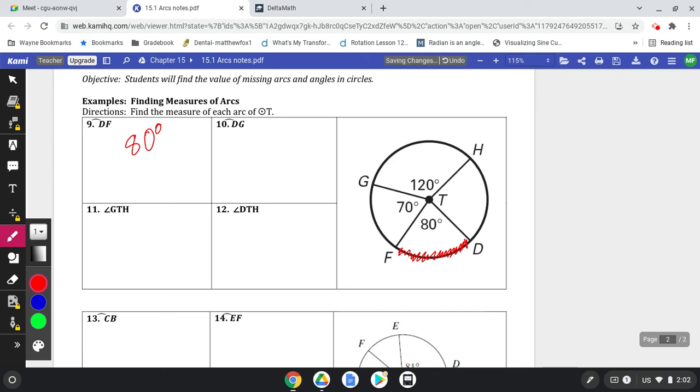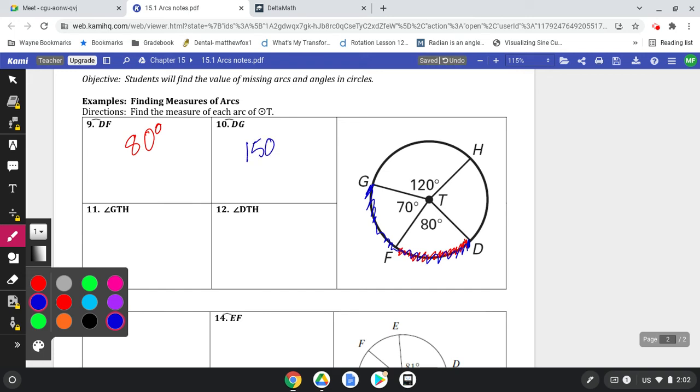Okay, the next one, DG. Now DG starts at D. It goes all the way to there. So for this one, the angle will be 150. We'd add those together. 70 plus 80 is 150.